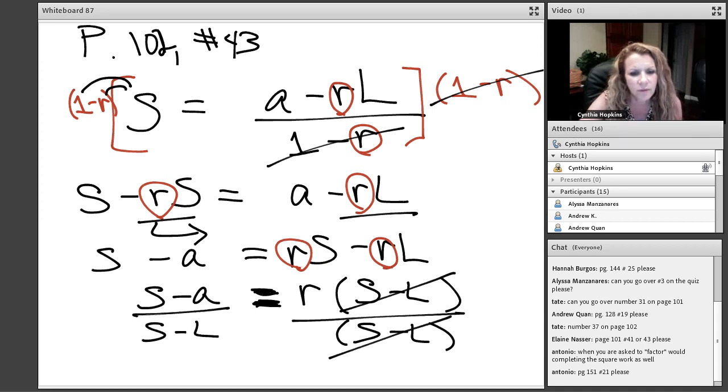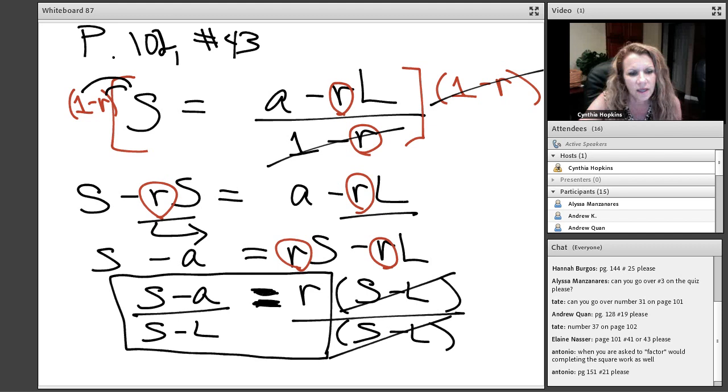I'm able to divide both sides by s minus l, so those factors cancel. And so over here, I also need to divide by s minus l. So my r is now all alone, and it equals s minus a all over s minus l.